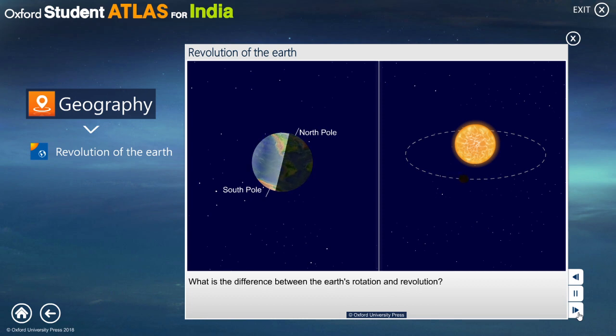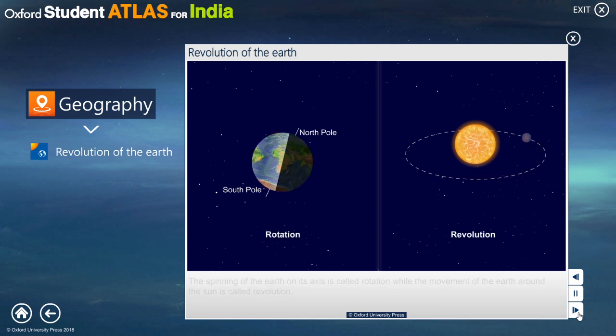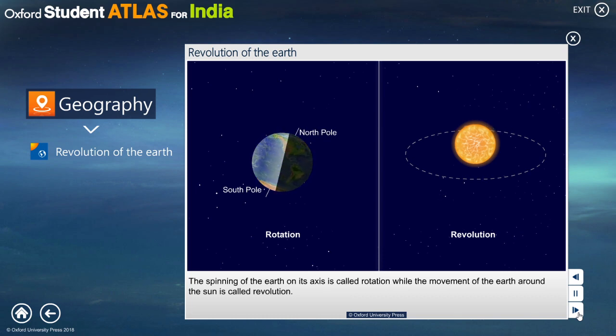What is the difference between the Earth's rotation and revolution? The spinning of the Earth on its axis is called rotation, while the movement of the Earth around the Sun is called revolution.